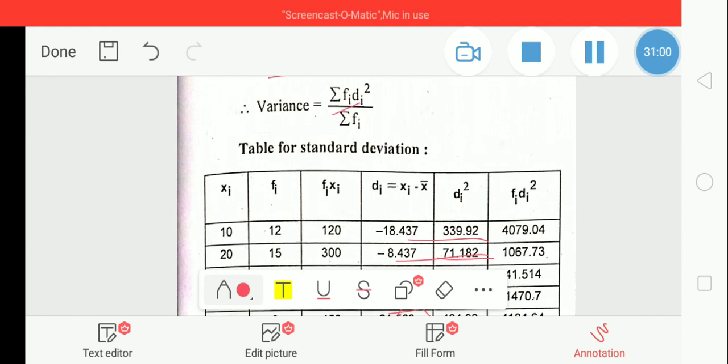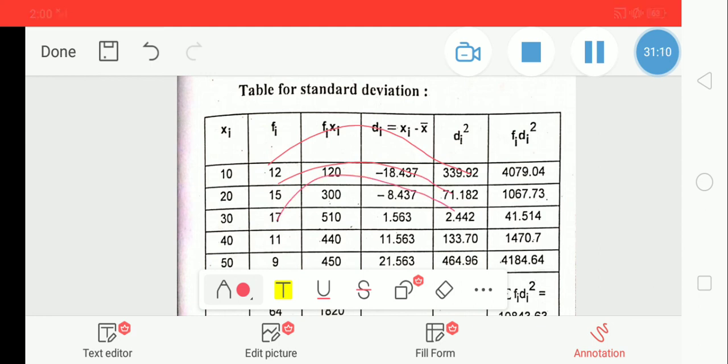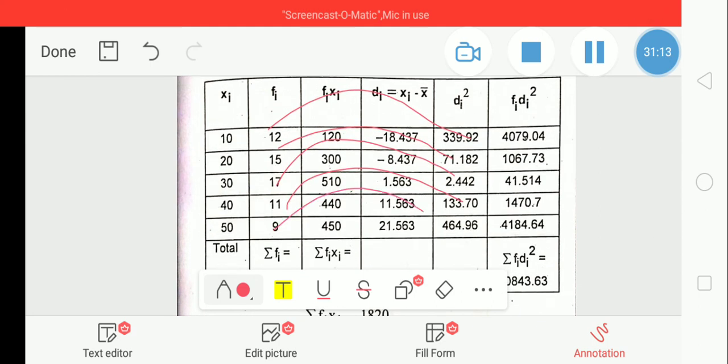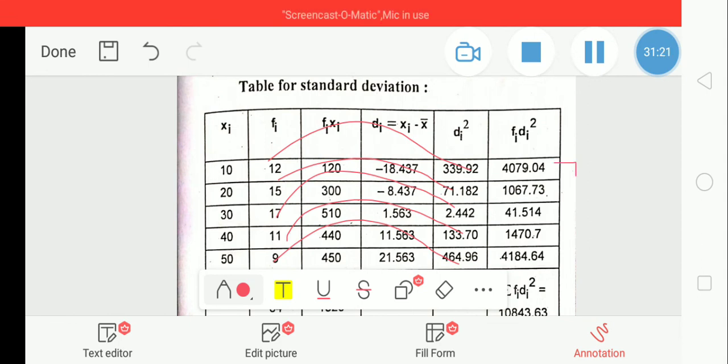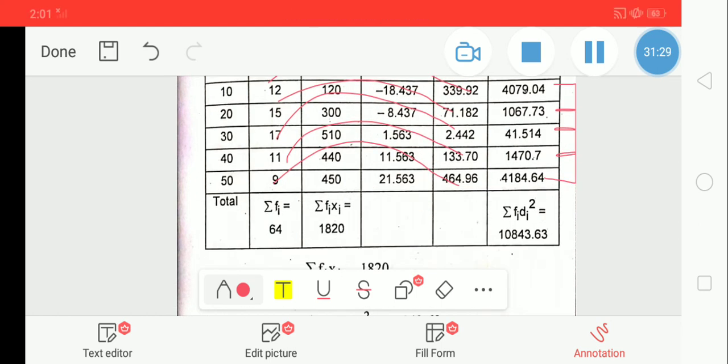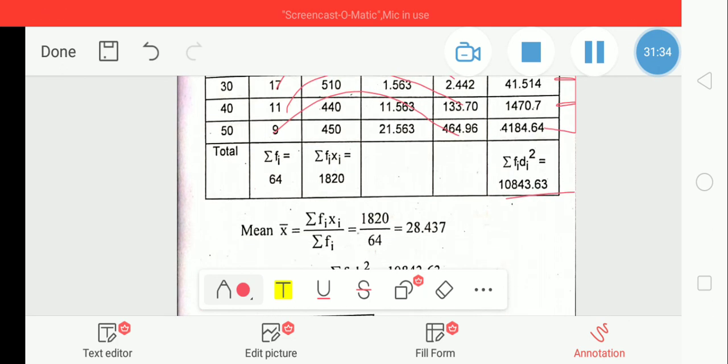Now fi multiplied by di square. So 12 multiplied by these, 15 multiplied by this, 17 multiplied by this, 11 multiplied by this, and 9 multiplied by these. Now we want the sum. So 4000 plus 1000 plus 41 plus 1470 and plus 4184.64, so that gives 10,843.63. That is the summation of fi di square.